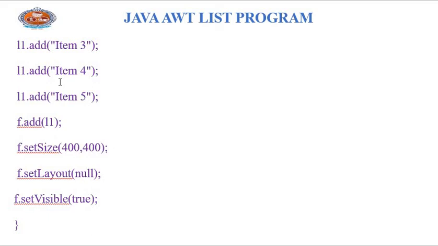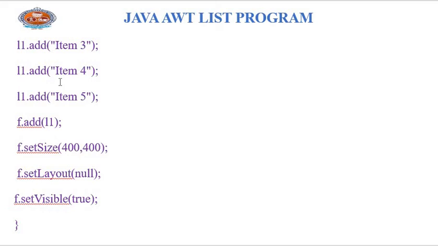So first of all, item 1 is added to the list l1, and item 2 is added to the list l1, and item 3 is added to the list l1, and item 4 is added to the list l1, and item 5 is added to the list l1. So finally f.add(l1). Here the list is added to the frame.